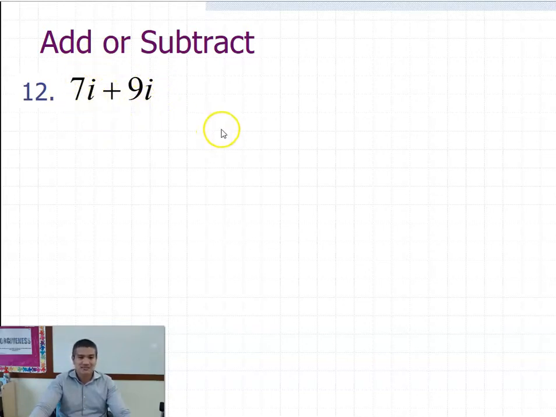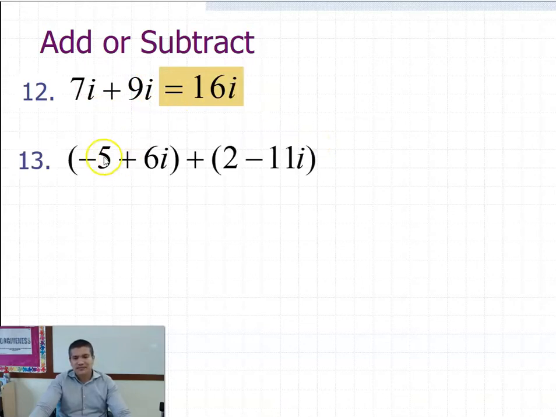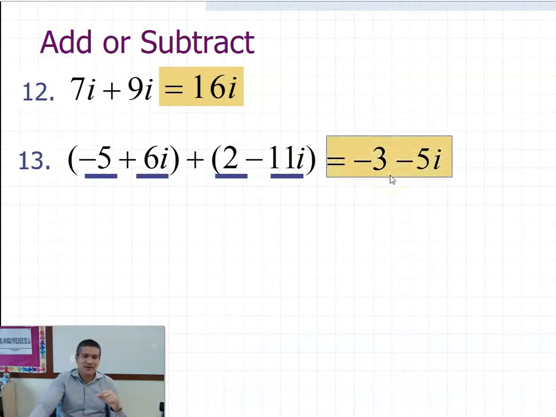Therefore, here is the same variable and the exponent is the same as well. So you will get now 16i. For example, we have negative 5 plus 6i plus 2 minus 11i. So here we have a real number and an imaginary number. Therefore, you are going to add only the real part, which is negative 5 plus 2. That will give us negative 3. And 6i plus negative 11i will give us negative 5i. So that is the final answer.